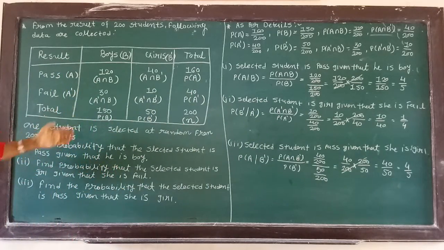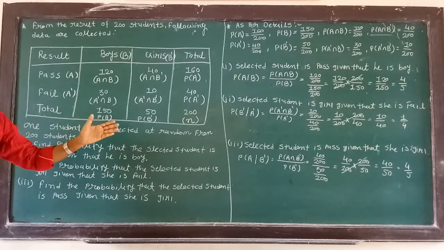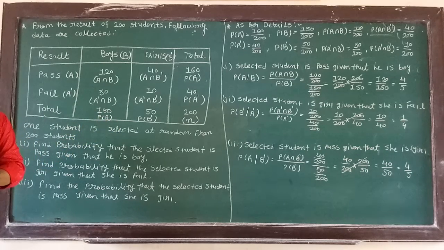See the students, we verified three conditions with the help of this table. I think you clearly understand, and it is very easy for exams. Less time and more marks. It is a conditional probability sum and very easy.